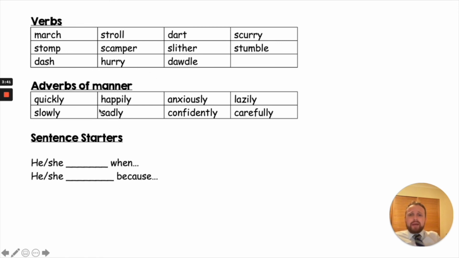So thinking about how your mascot might move, pick some verbs, use some adverbs of manner, and use those sentence starters just to describe how your character moves.